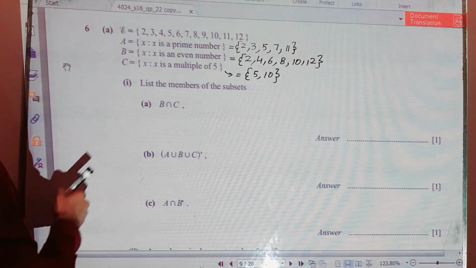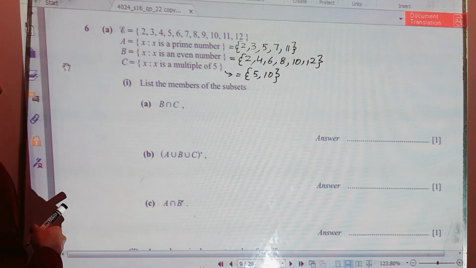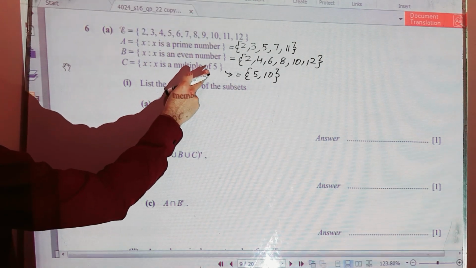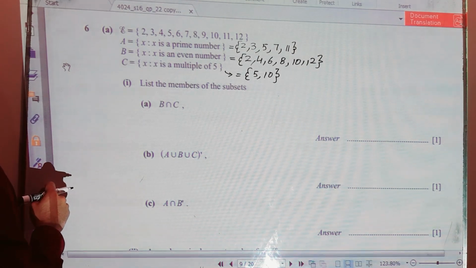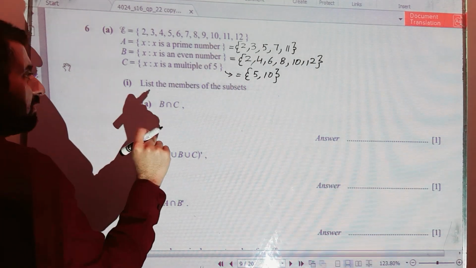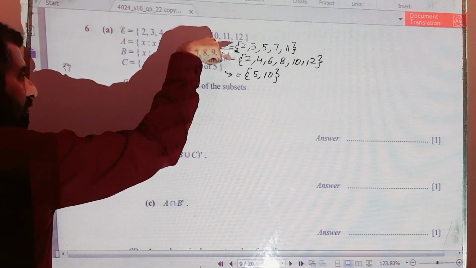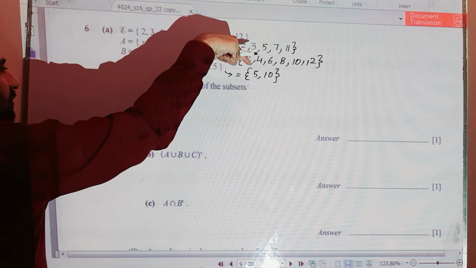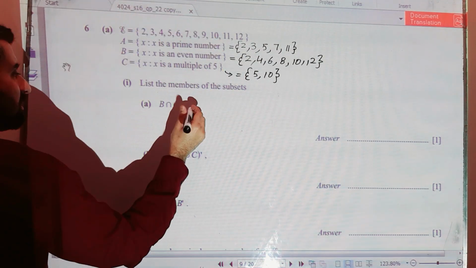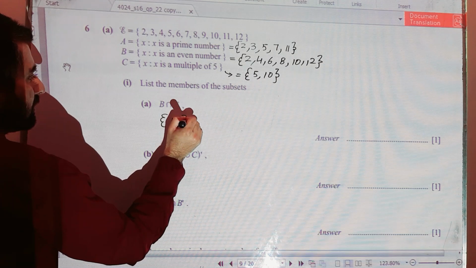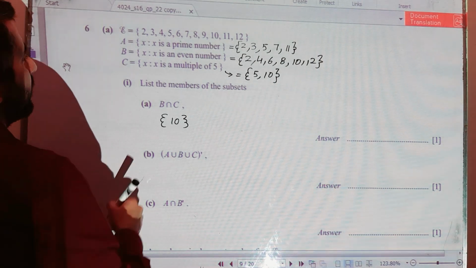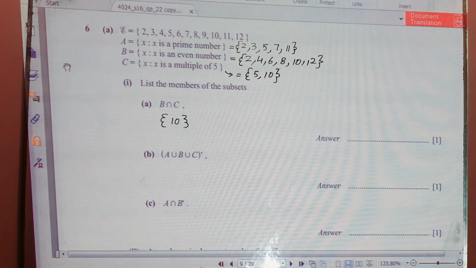Now you have to list the members of the subset B intersection C. This is B, this is C. Intersection means you have to write the elements which are common, present in both B and C. If you observe, 10 is present in C and 10 is present in B. So the answer for B intersection C will be 10.